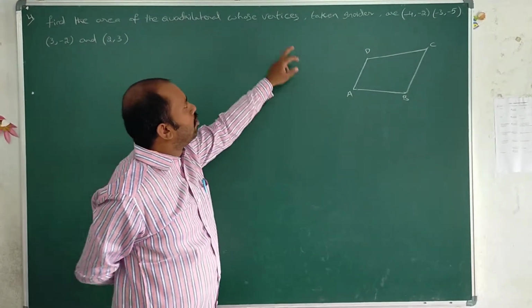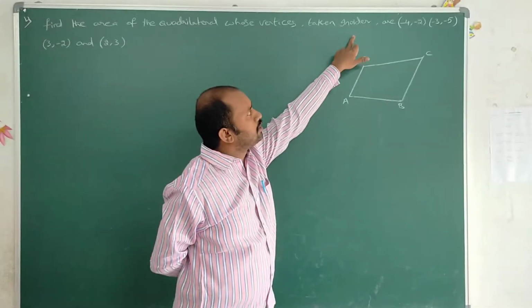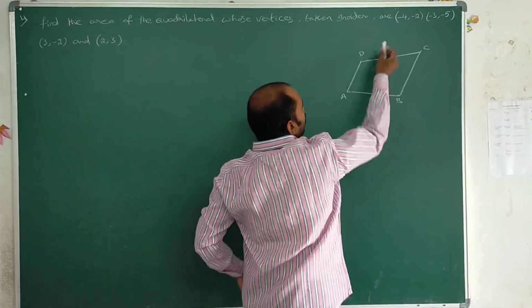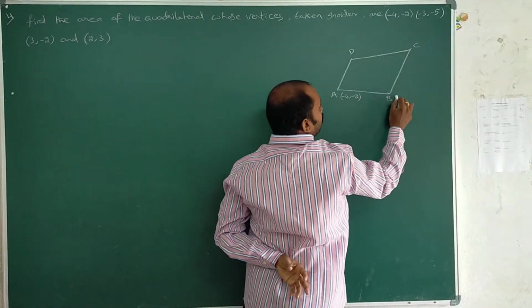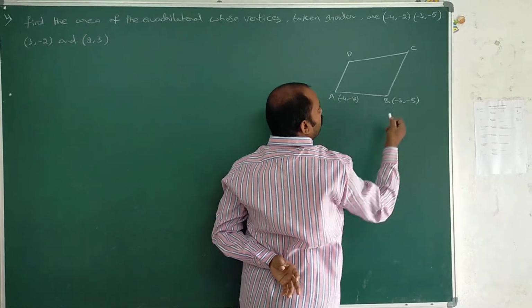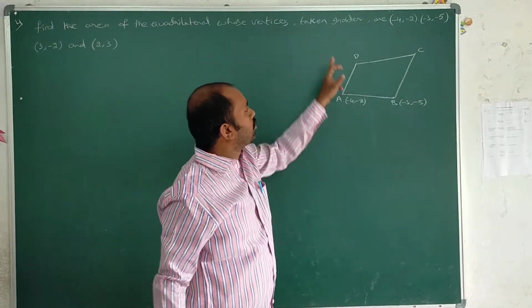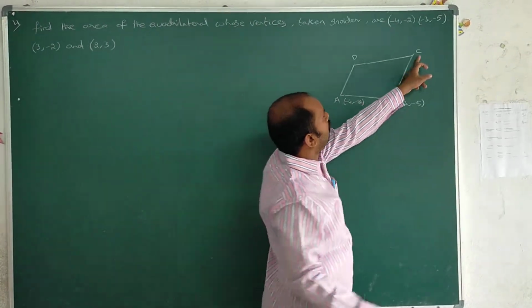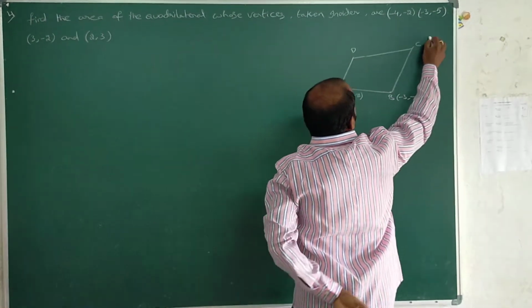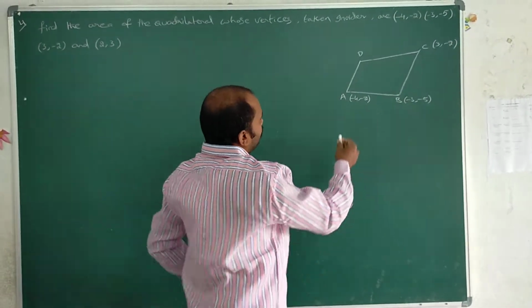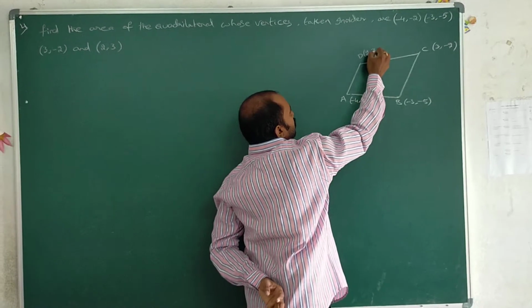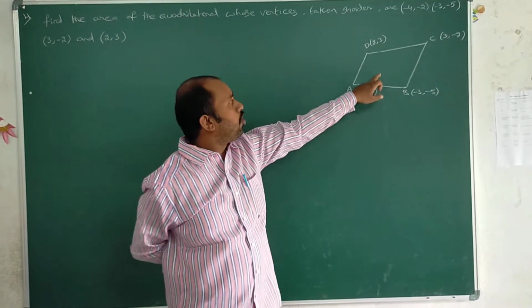Now you take the vertices in order, that means continuous. First one, (-4, -2). Second one, (-3, -5). You take in order. So first one, second one, next the third one. Third one is given as (3, -2), and the fourth one is (2, 3). These are the given vertices of a quadrilateral.